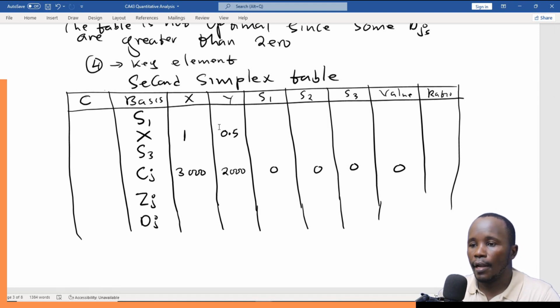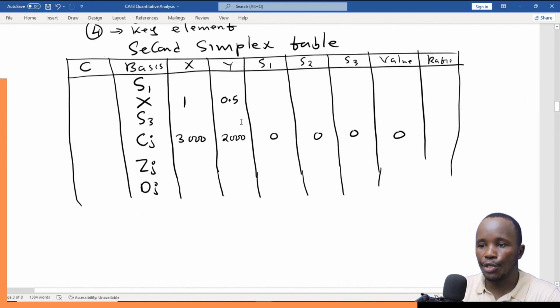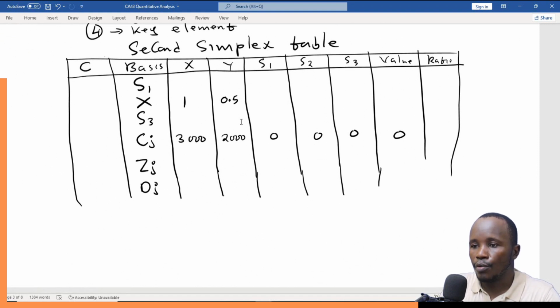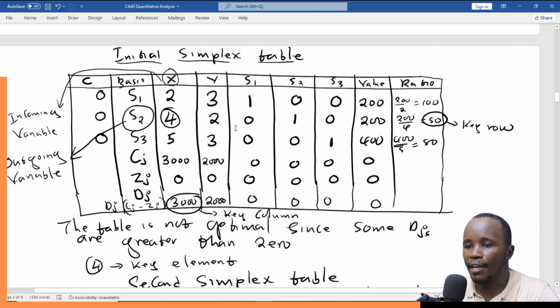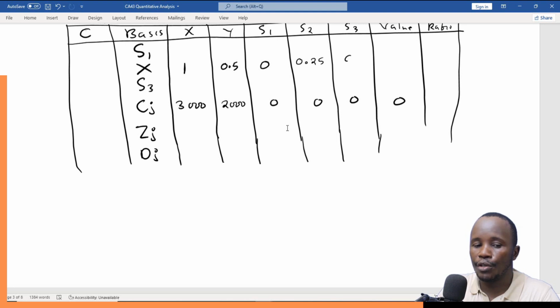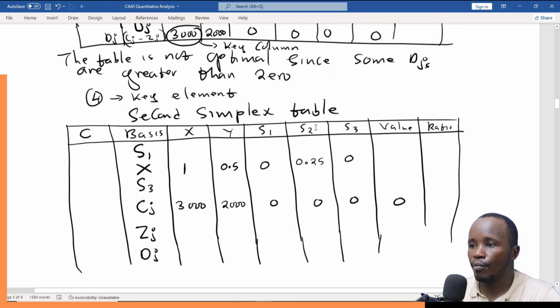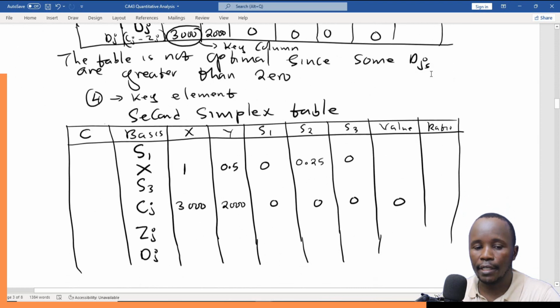Then S1 here is 0. 0 divided by 4 gives me 0. S2 here is 1. Divided by 4, it gives me 0.25. S3 is 0. And the values, I'm transferring these values from the table here. The value is 50. 50, 180.